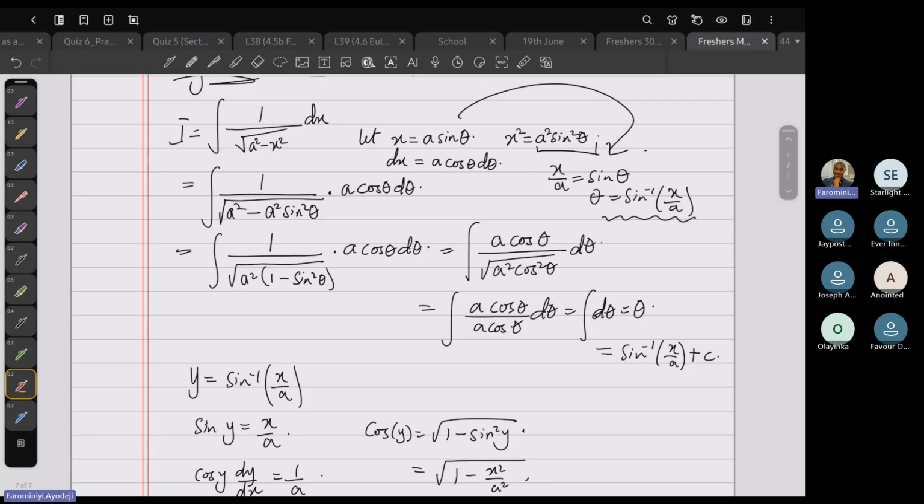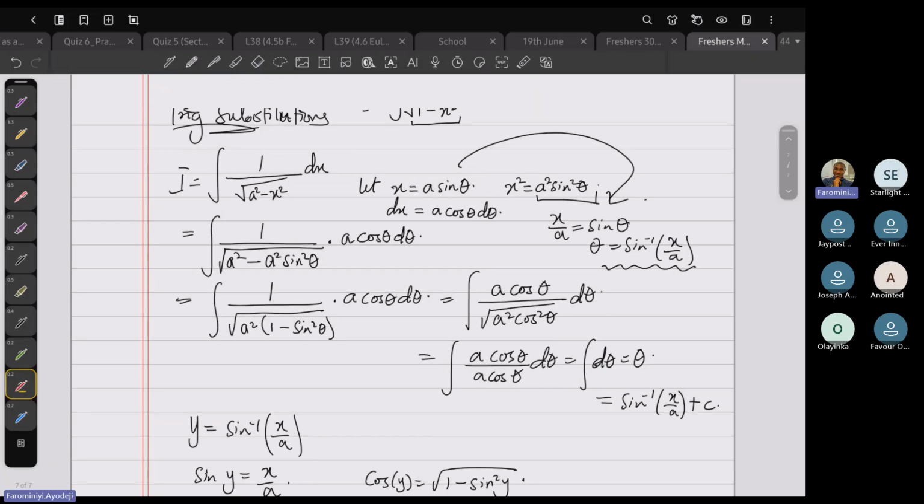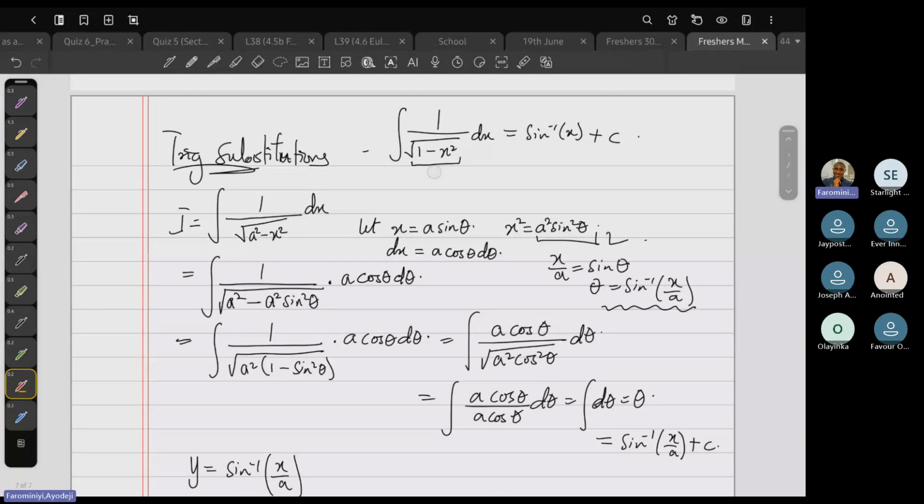Without having to go through all of this, the same way you know that 1 over the square root of 1 minus x squared is this, you can also just add it to your repertoire that if it is not 1, if it's a squared minus x squared, then the integral is sine inverse of x over a plus c. That is the point I've been trying to make. Is that clear? Does anybody have any problem with that?